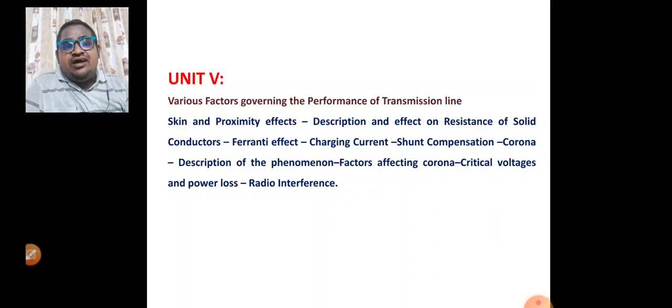Yes, the next one is the various factors governing the performance of transmission lines. That is, we have mainly skin and proximity effects. Skin and proximity, these are very beautiful. So while we are studying, we can observe this, and daily you are observing outside also the skin and proximity effect, especially the skin effect, and that is the corona also. Corona is there. Corona is observed in the transmission line, that is, the overhead line, like a hissing noise, zzz, like that. So we will discuss this in detail.